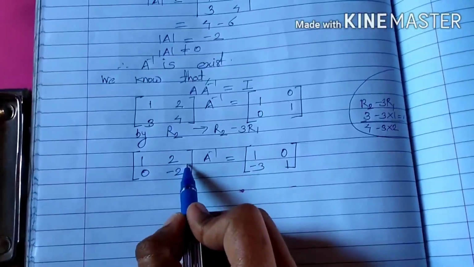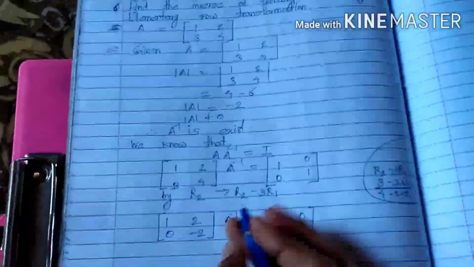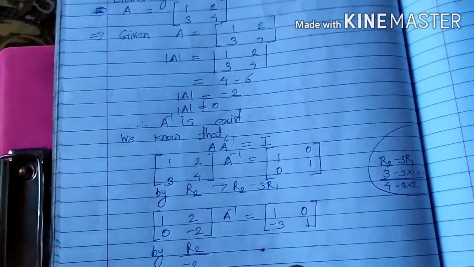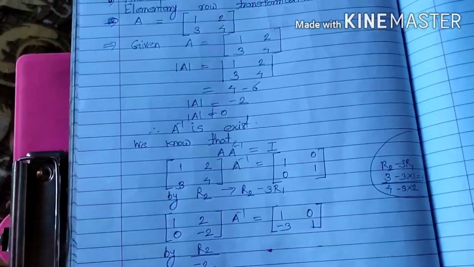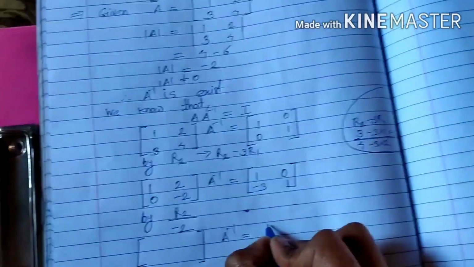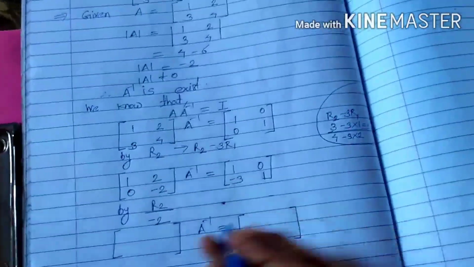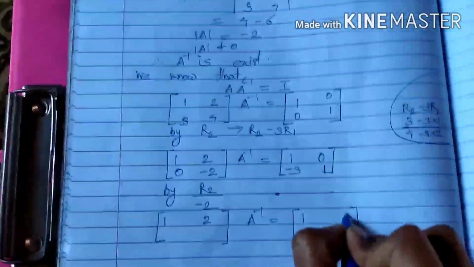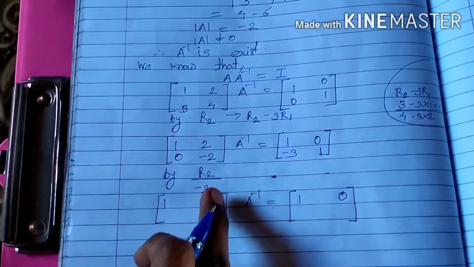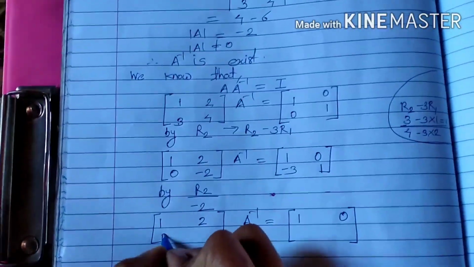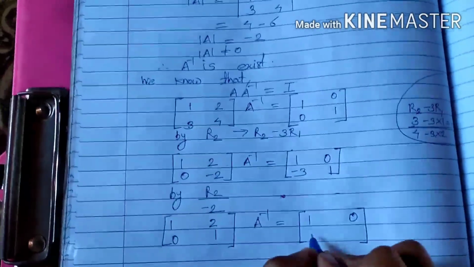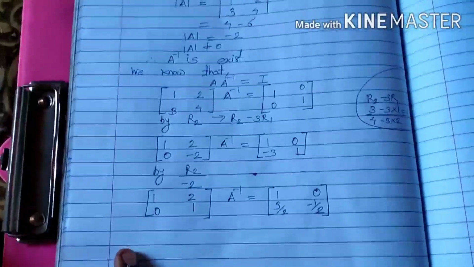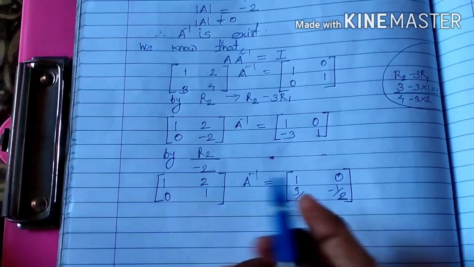Now next, here you have to make 1, so by R2 divided by minus 2 you get, first write R1 as it is 1 2 1 0, and then R2 divided by minus 2, 0 upon minus 2 is 0, minus 2 upon minus 2 is 1, here is 3 by 2, and here is minus 1 by 2. Now last, here you have to make 0.